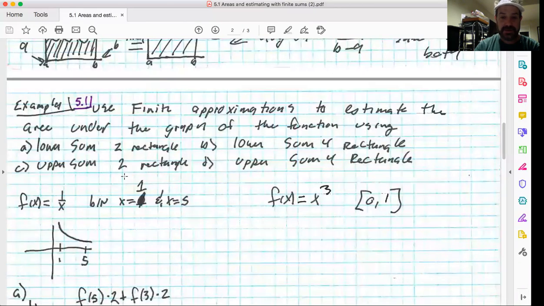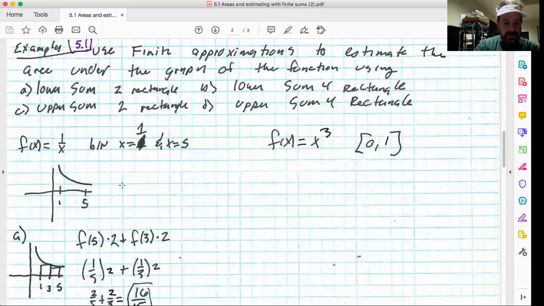Now, we're using finite approximations to estimate the area underneath the graphs of some functions, using A, 2 lower sums, B, 4 lower sums, C, 2 upper sums, D, 4 upper sum rectangles, and we're using rectangles for all this. I'm just going to run through this example really quickly. If we have a function f of x equals 1 over x, and we're trying to find the area underneath this curve, which basically looks like this, between 1 and 5, well, we can do this using lower sums really quickly.